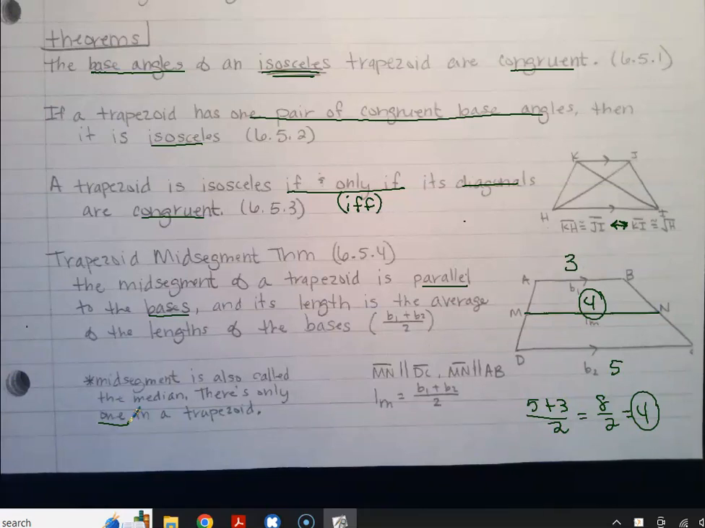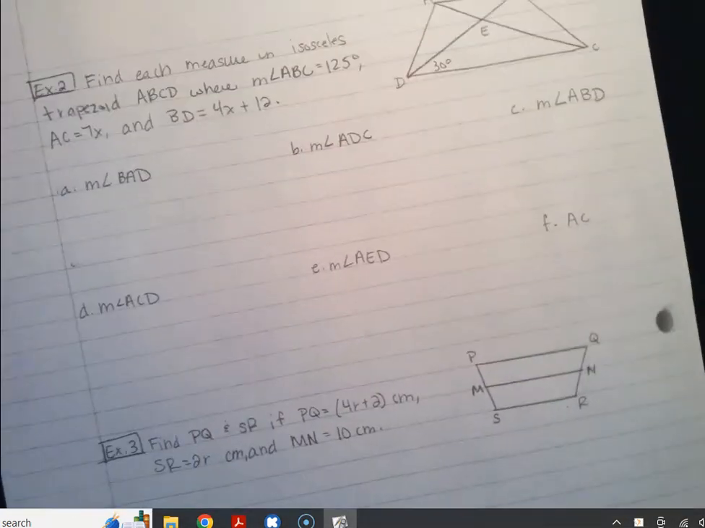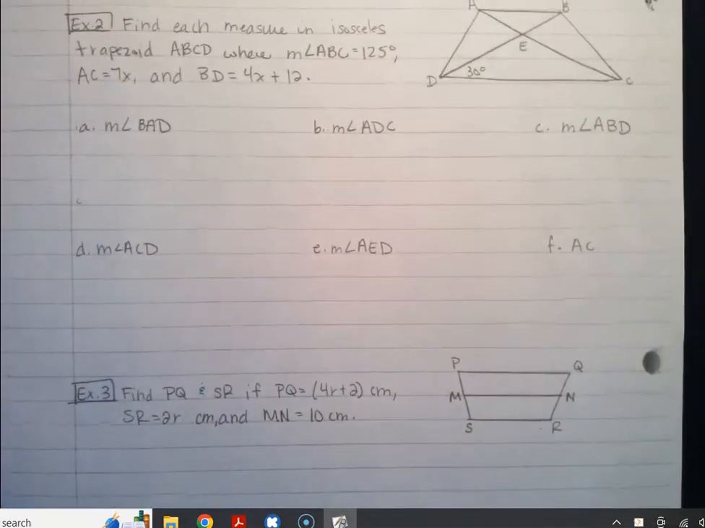Okay. Also, the mid-segment is sometimes called the median. So if you see the word median, it's the same thing. Don't let that throw you for a loop. Okay, so let's actually apply these in some examples.